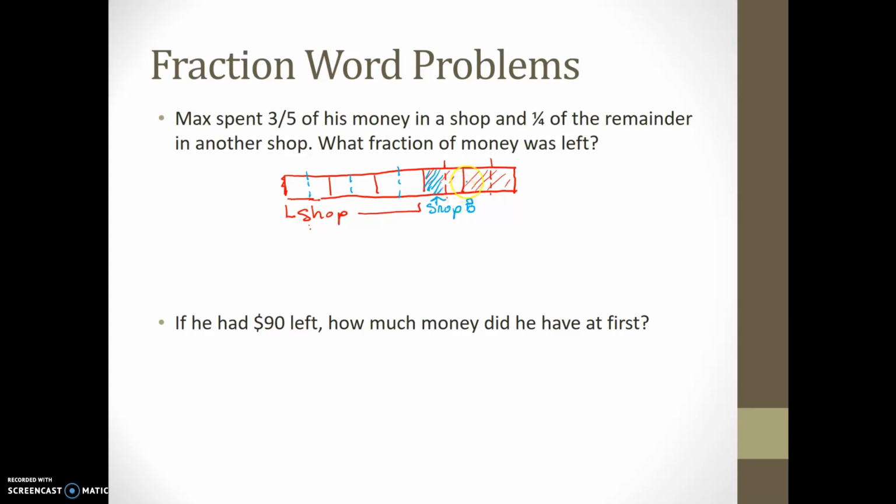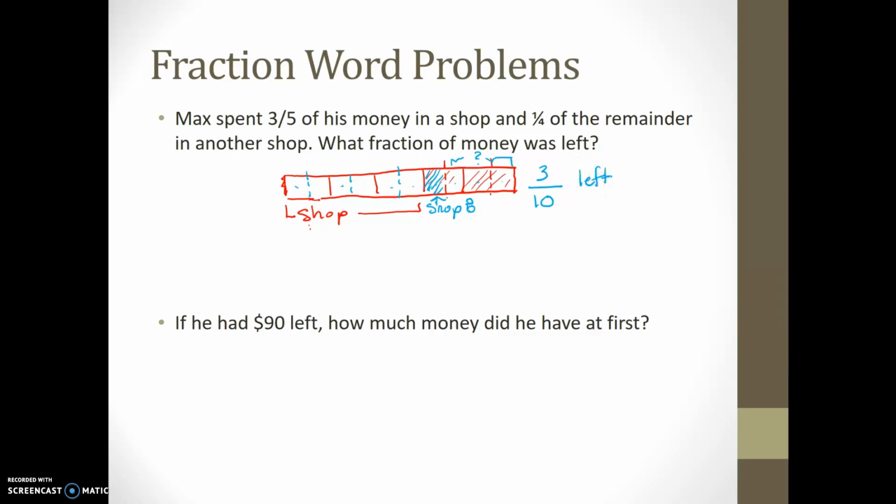So now I can answer this question, and it says, what fraction of his money is left? That's this portion right here, and it looks to me like that equals 3. And then since we subdivided our units, we are now in terms of tenths. 1, 2, 3, 4, 5, 6, 7, 8, 9, 10. And that's how much he had left.